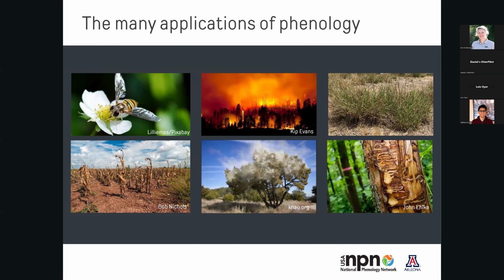You might want to know the timing of different blooms so that you're always having nectar available for whatever pollinators are in your area. Being able to manage for wildfires, right? Patterns of when plants are green and wet versus when they're dry. Invasive species such as bufflegrass here in Arizona, if you're managing a weed or an invasive species or an invasive insect, there's certain life periods that are more susceptible to treatments than others. So you want to make sure you're timing your treatment when it's going to be most effective.